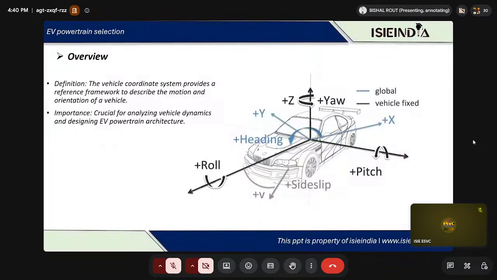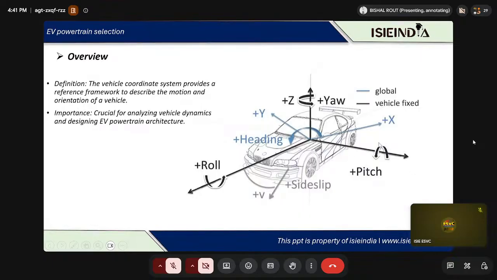Whenever I'm talking about the coordinate system represented by the black color X, Y, Z, you can see you have an x-axis. If you move straight along the x-axis, you will call it longitudinal, right? From the rear of the vehicle, if you draw a line to the front of the vehicle, that is called the longitudinal axis. So the x-axis is the longitudinal axis, and if you rotate along x, it is called roll.